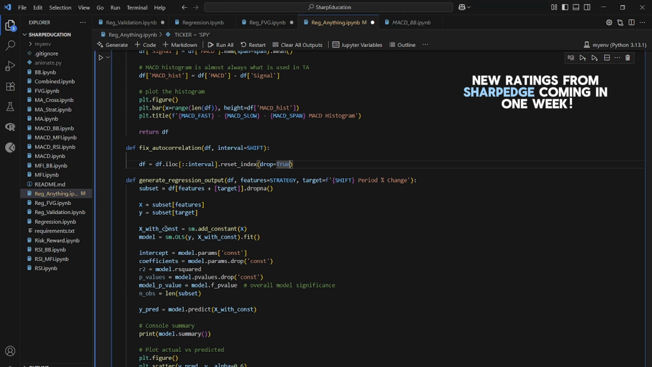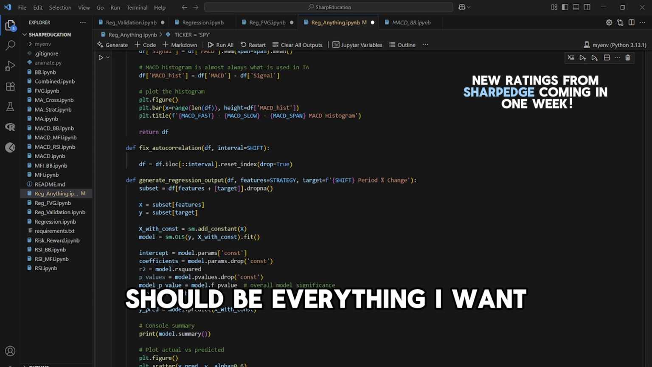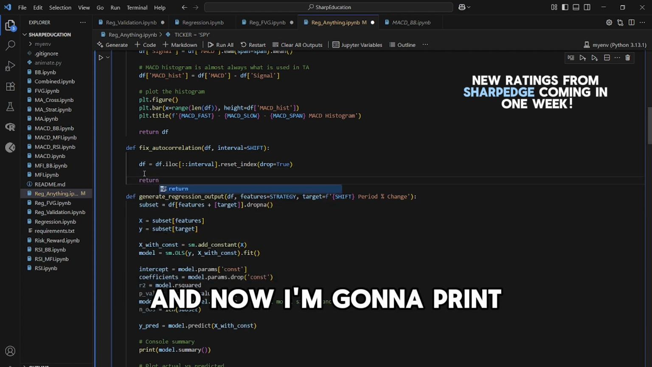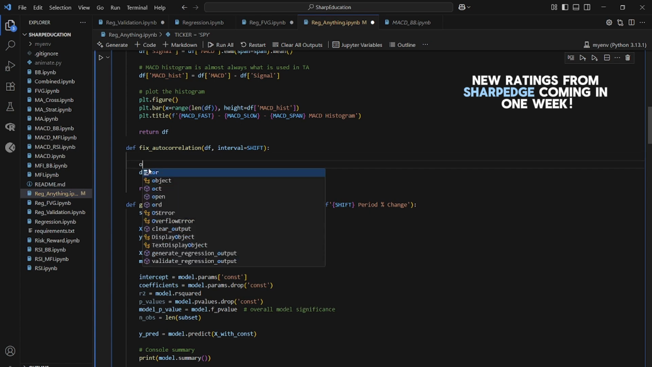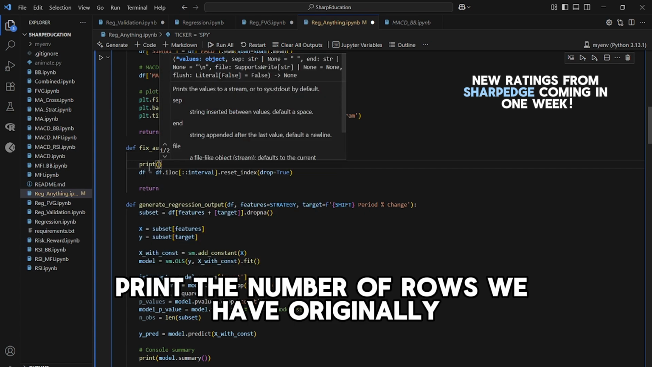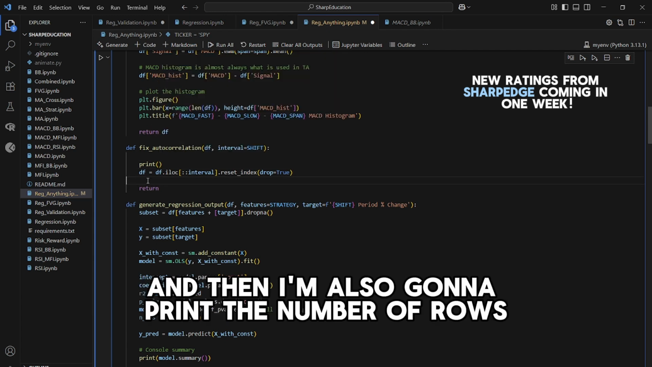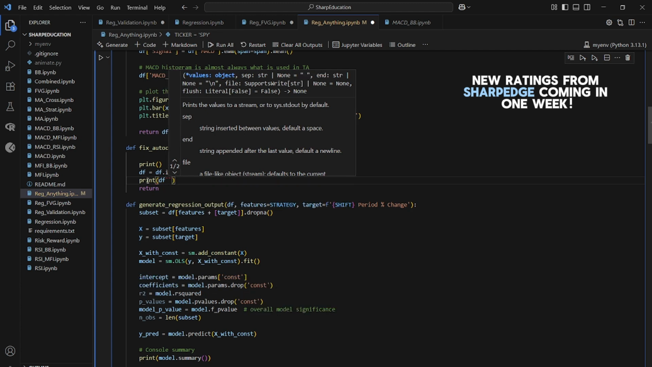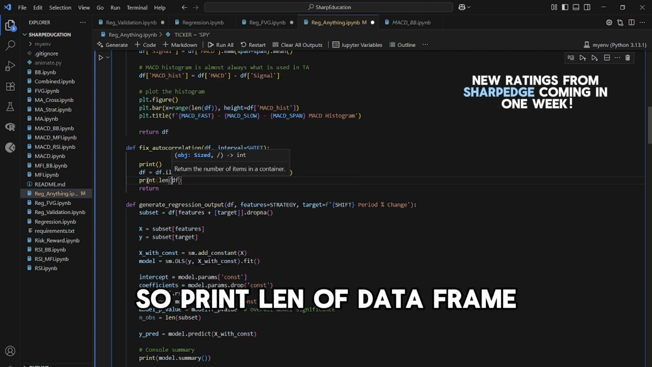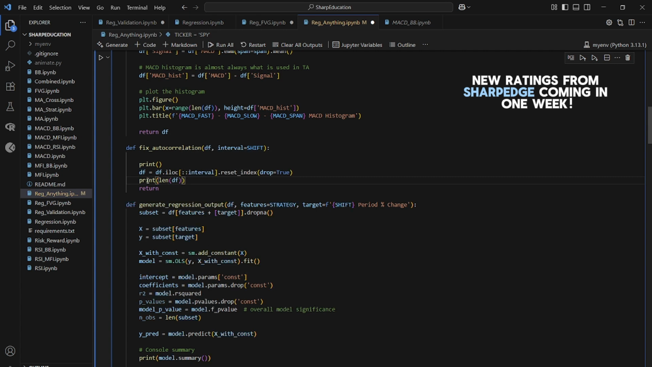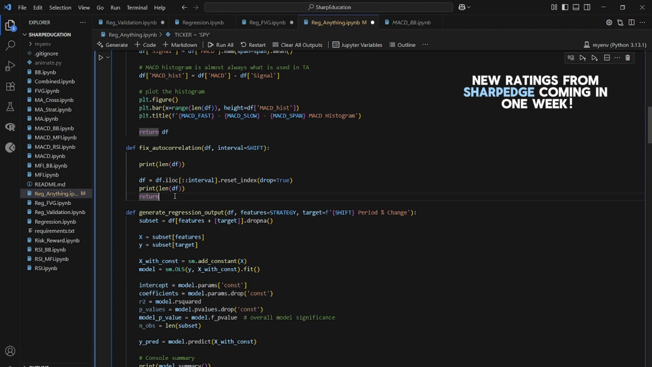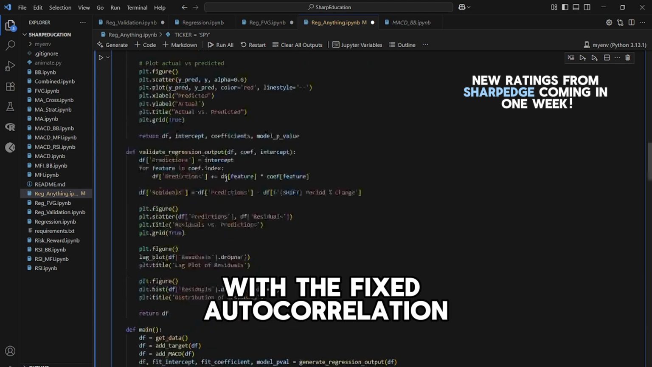That should be everything I want. And then we're going to return the data frame. And now I'm going to print the number of rows we have originally, and then I'm also going to print the number of rows we have afterwards. So print len of the data frame, and then print len of the data frame as before we ran this function. And then we're going to return the data frame with the fix autocorrelation.